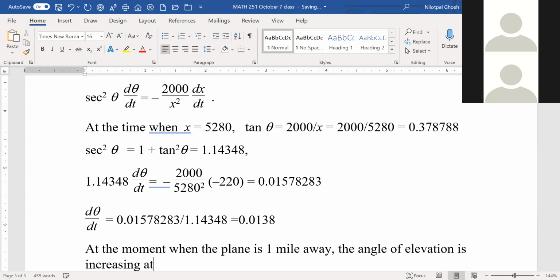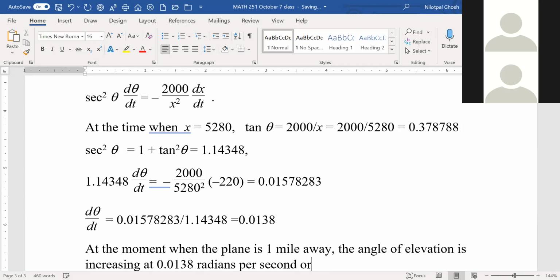at the rate of 0.0138, and you don't have to write anything, per second. If you want to write radians, so many radians, you can do that. You can write down radians per second if you like, but you don't have to. If you don't write anything, automatically we will assume it is radians per second.